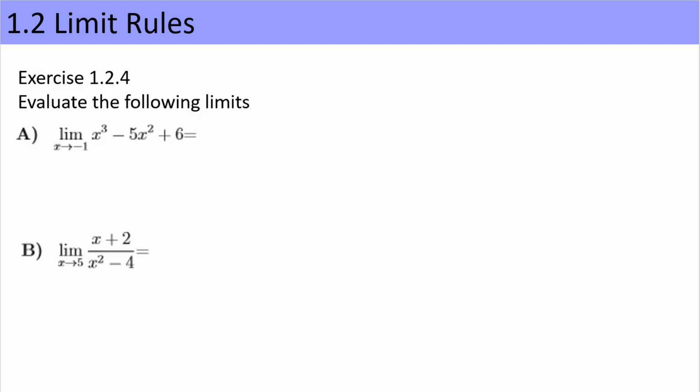Exercise 1.2.4. Evaluate the following limits. Part A. The limit as x approaches negative 1 of x cubed minus 5x squared plus 6. The property we just learned tells us that for a polynomial function, we can just plug in the approaching limiting value. So with that property, we will compute this limit as negative 1 cubed minus 5 times negative 1 squared plus 6. Now we'll follow up with the arithmetic.